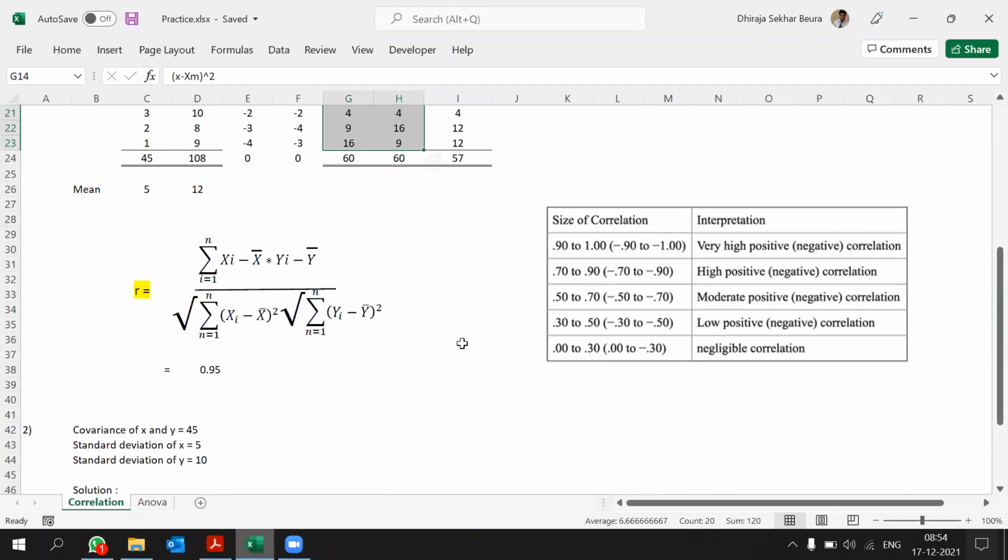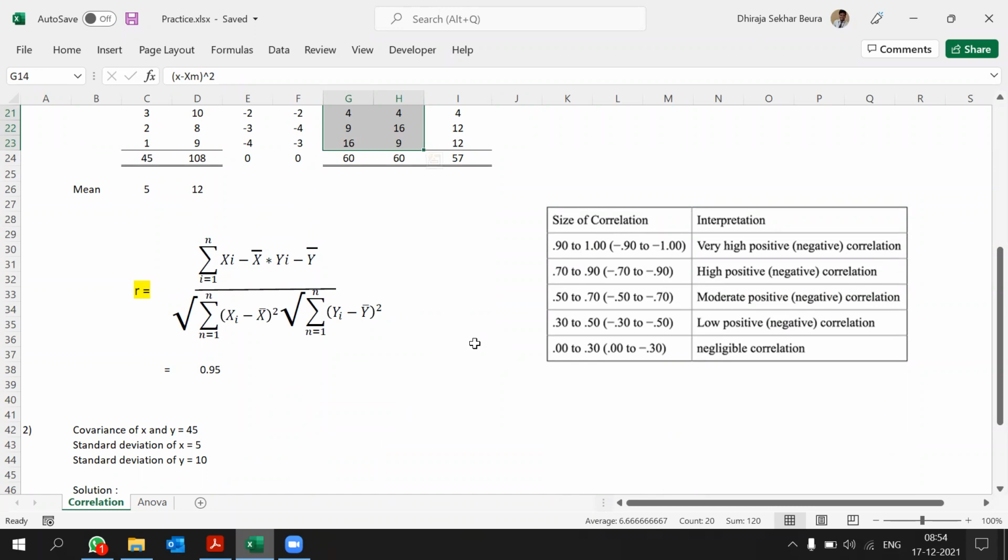And your correlation should always be between 0 to 1. As the case may be, minus can be there. So minus 1 to 1, you can say that. It can be minus 1 to 1.